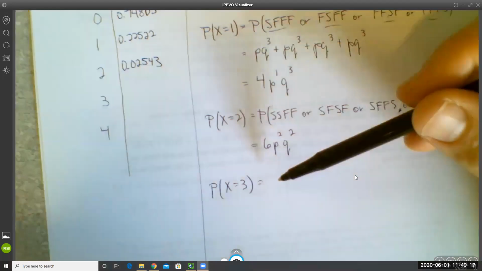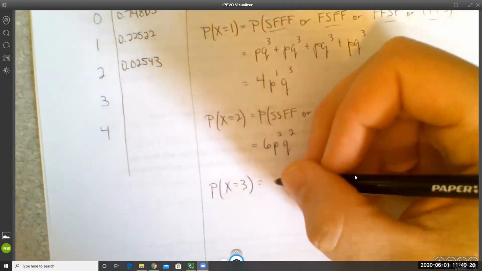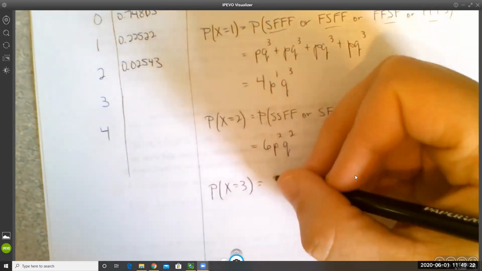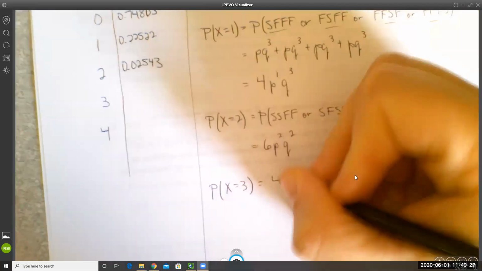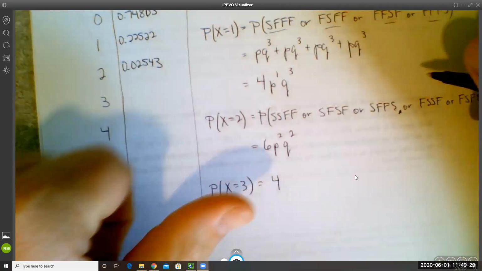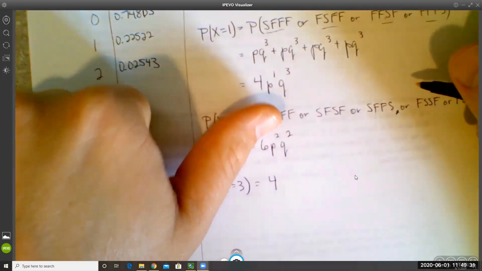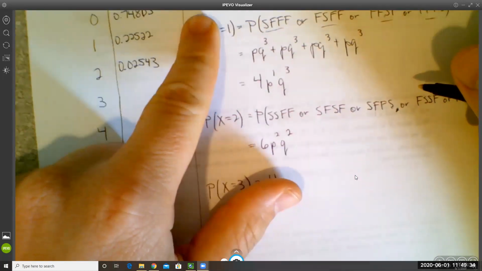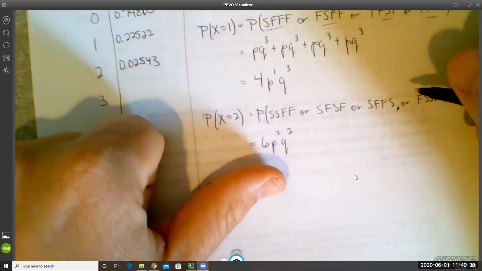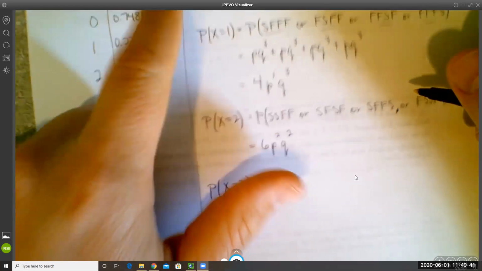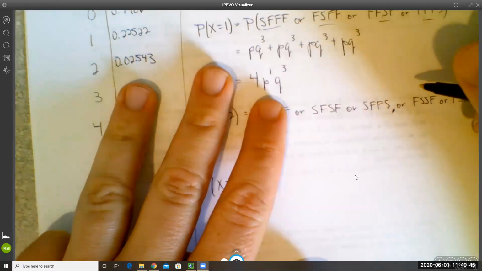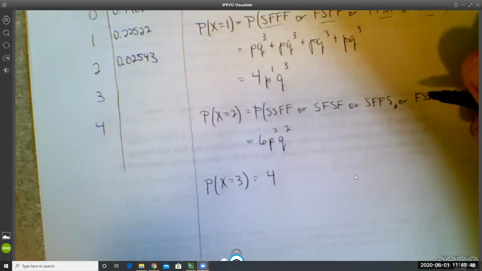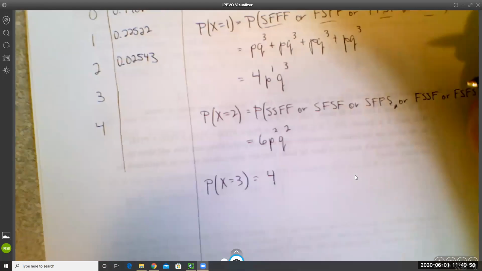The first thing I need to do is figure out how many ways I could get 3 successes. I think there are 4 of those. There are 4 ways that I can get 3 successes. It happens if I do SSSF, SSFS, SFSS, or FSSS. So 4 ways that can happen.